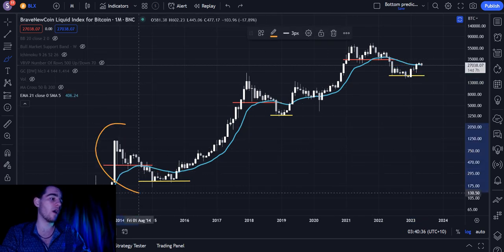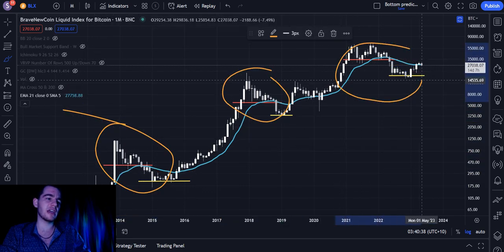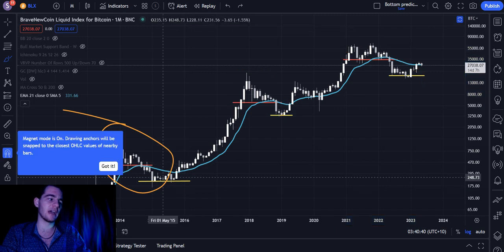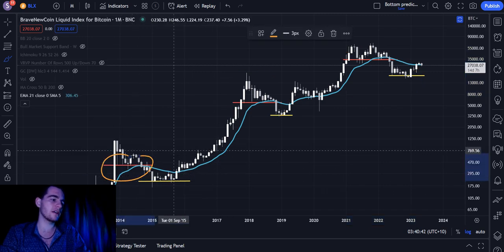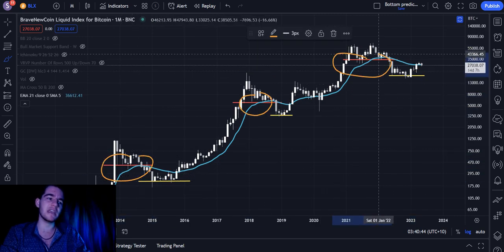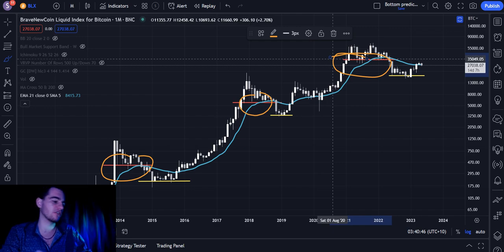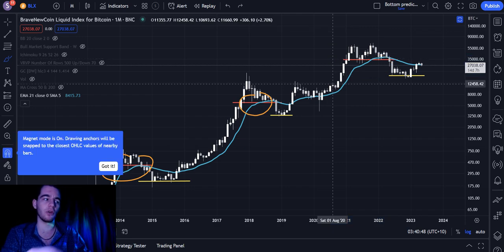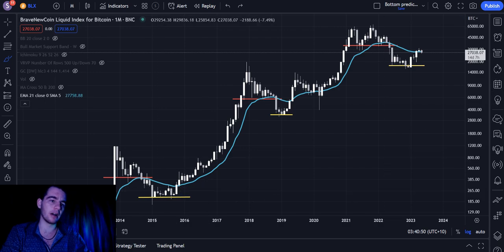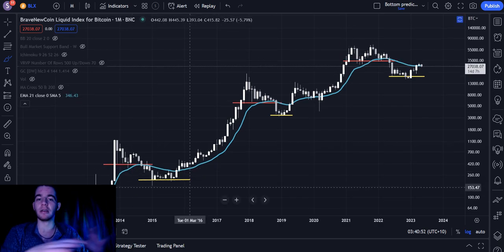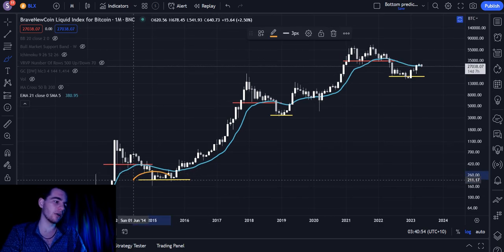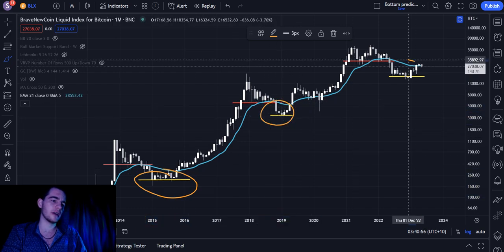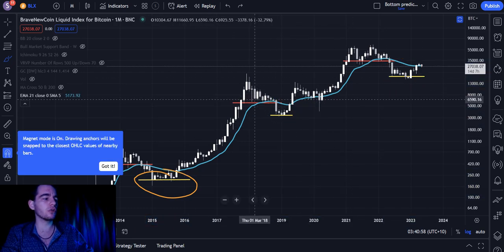So we've seen 1, 2, 3 distinctive bull markets. Within those bull markets, we have 1, 2, 3 mid bull market support ranges indicated by the red horizontal lines. And then we have the bear market support zones, which mark the low for Bitcoin, indicated by the yellow lines, 1, 2, 3. We then have the blue 21 EMA.